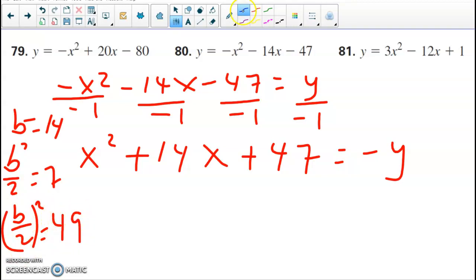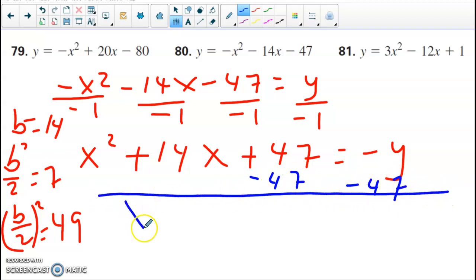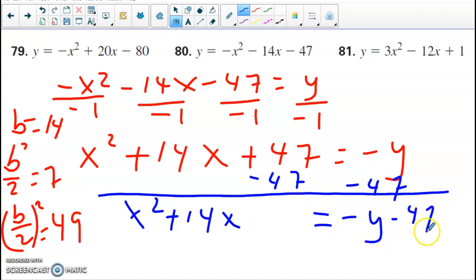Okay, so let's see if I can change the color here. So what I need in this location here is a 49, and I don't have one. So let's get rid of that 47 and put a 49 there. So I'm going to subtract 47 from here and subtract 47 from here. And it looks a little odd. I have x squared plus 14x, now there's a space, equals negative y minus 47.